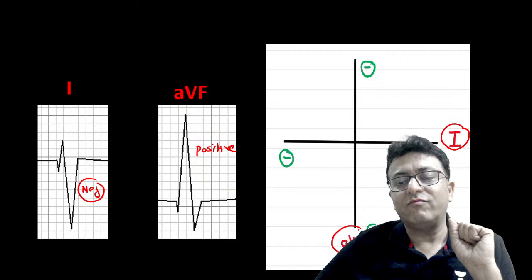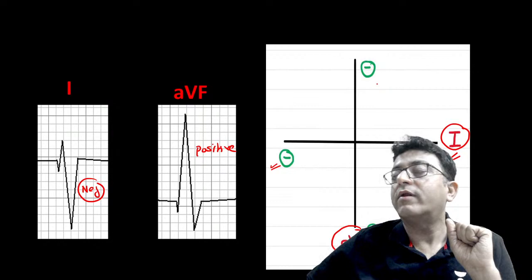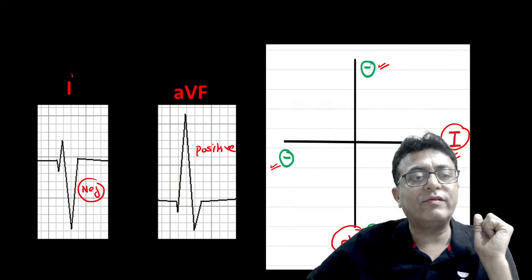Here is the plus. For first lead, here is the minus. For AVF, above is the minus. It's a simple graph. Even a 7th standard student can put this. Now your first lead is negative. So first lead negative, mark should come here.